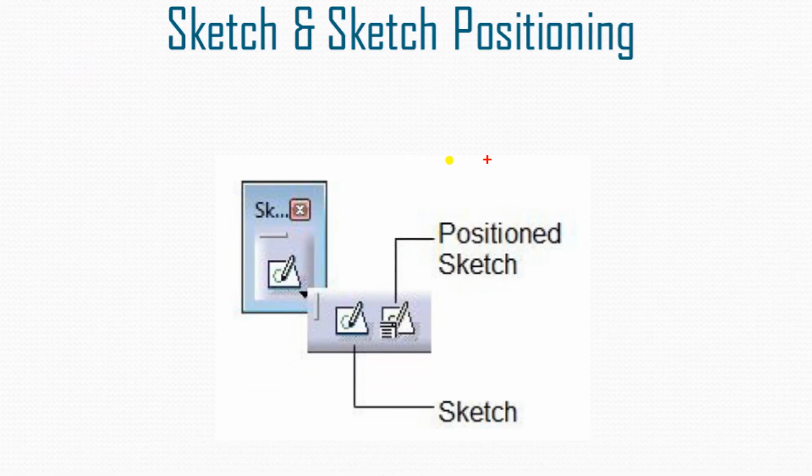We all know that to start a sketch we have to go to this command, which is called sketch. Once you click on this, it will allow you to choose different planes, like top, front, and side. Once you select any plane, by default a V and an H, vertical and horizontal axis, will be created. Based on that axis you will create your own sketch.